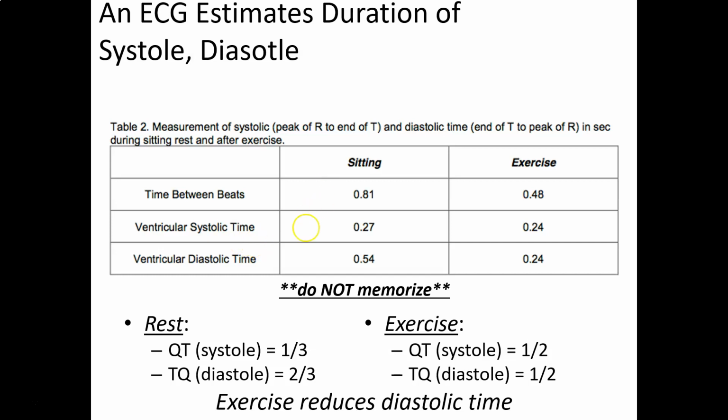This was one of the subjects we had a couple semesters ago. And then the diastolic time was 0.54. That's exactly 2/3 of the 0.81. So this person at a heart rate of 74 had 1/3 systolic and 2/3 diastolic.